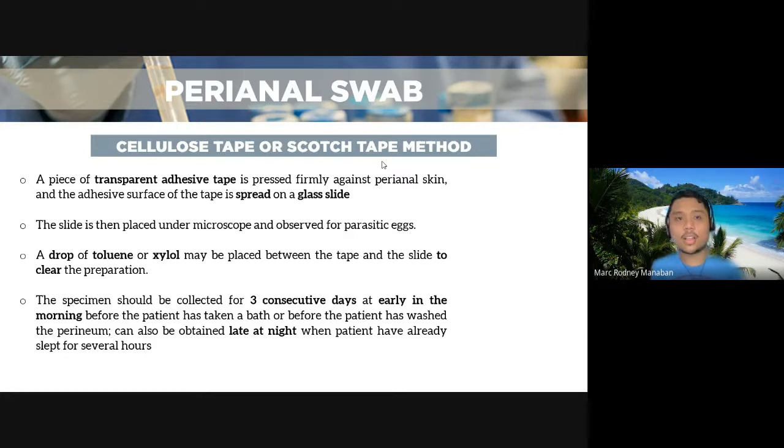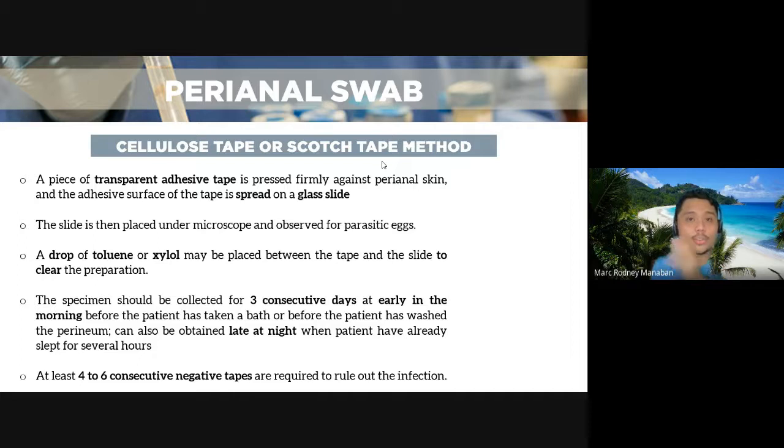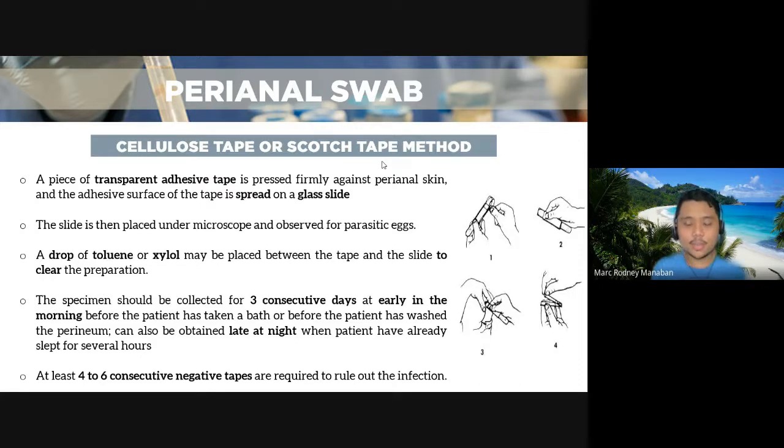So as long as the perianal region has not been washed. Okay. And at least 4 to 6 consecutive negative tapes are needed to rule out the infection. So if there are 4 to 6 consecutive negatives, and you did not see any eggs of Enterobius, then the patient is said to be free from Enterobius infection. Okay, so this is your example of the procedure, right?